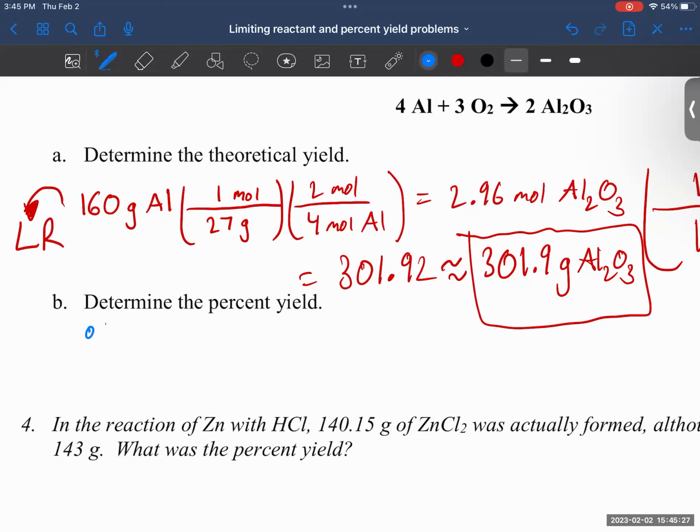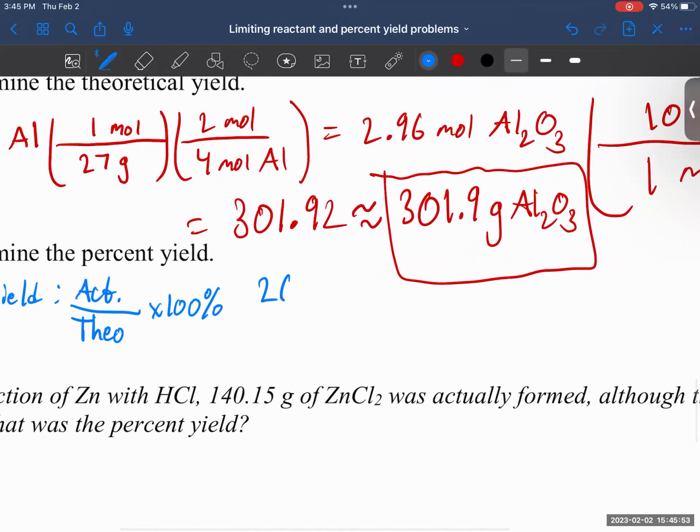Now for our percent yield, as some person on Zoom has said multiple times at this point, is our actual divided by theoretical. Let me make this more legible. So actual over theoretical times 100. We're told in our problem that it produces 260 grams of solid aluminum oxide. So 260 grams are actual yield over 301.9, which is our theoretical yield, grams, just to prove it cancels out. So we do 260 divided by 301.9.